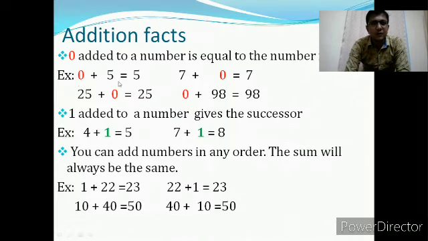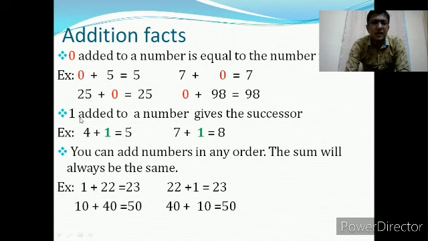0 plus 5. Answer is 5 itself. 7 plus 0 is equal to 7. 25 plus 0 is equal to 25. 0 plus 98 is equal to 98. That means when you add 0, it does not modify the value. The result cannot be modified. The same will be the answer.